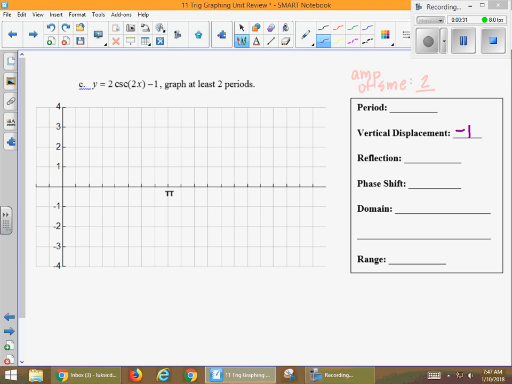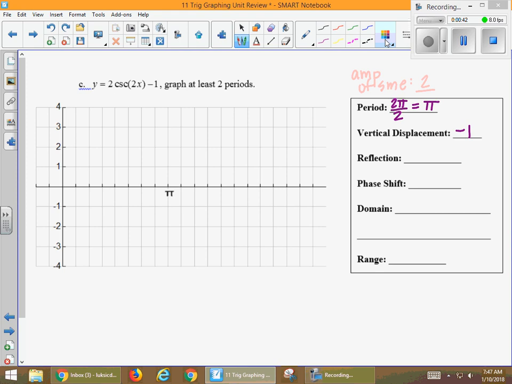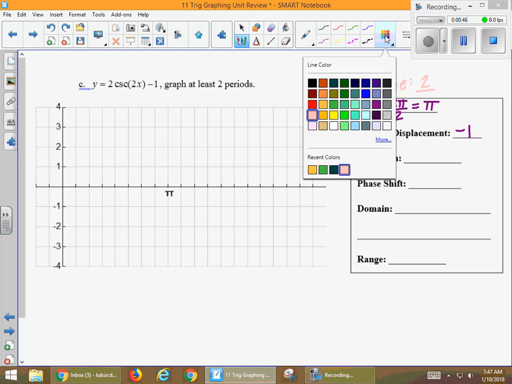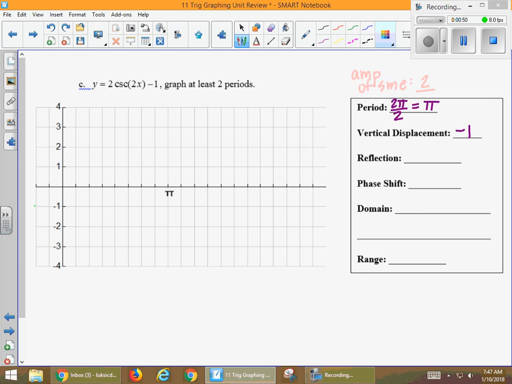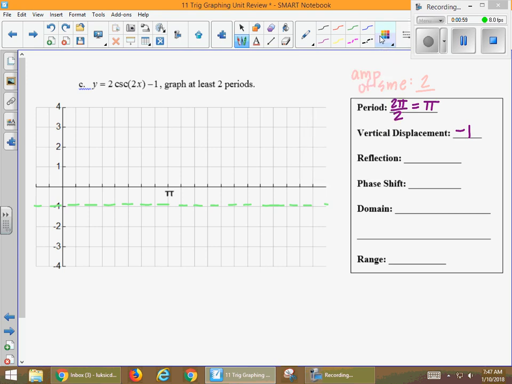And we have a 2 in front of our x. So that means the period is going to be 2 pi divided by 2, which is just pi. Really not very many transformations to this function. I do need to move down 1. So the midline of my sine graph is going to be here at -1. And my amplitude of my sine graph is going to be 2.